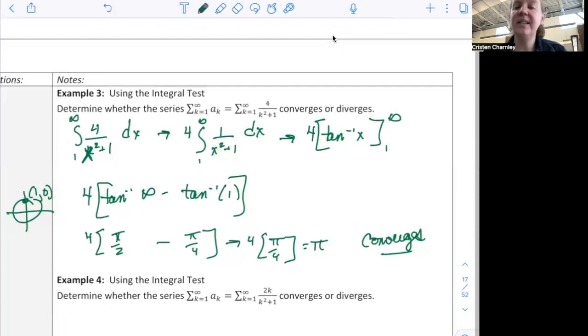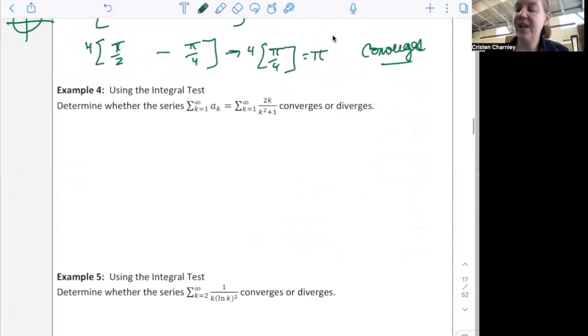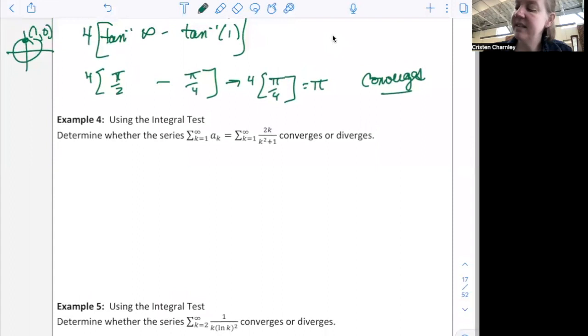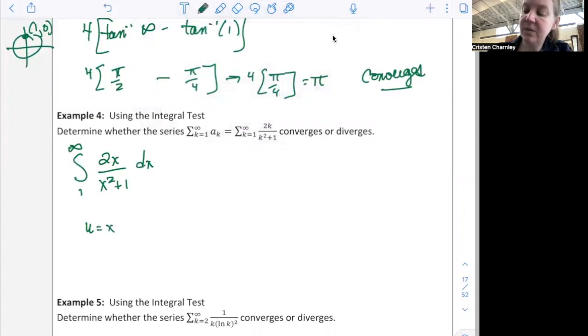So example 4, same idea with the integral test. Determine whether the following series converges or diverges. So this time, we'll set this up as an integral between 1 and infinity of 2x over x squared plus 1. I'll write this as a dx problem. Now this time, it's not inverse tangent, but u substitution. So u is x squared plus 1, du is equal to 2x dx. And lucky for us, everything fits in very nicely here.